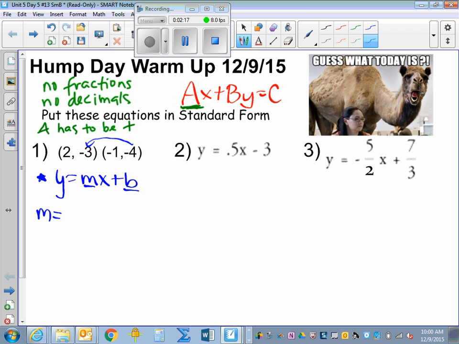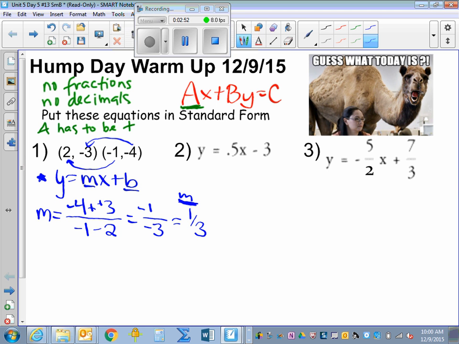y2 minus y1, so -4 minus a -3 over x2 minus x1, -1 minus 2. So minus and negative becomes plus positive. -4 plus 3 gives me -1. -1 minus 2 gives me -3. Good. And -1 divided by -3 is just 1/3. Alright, so here's my m value.